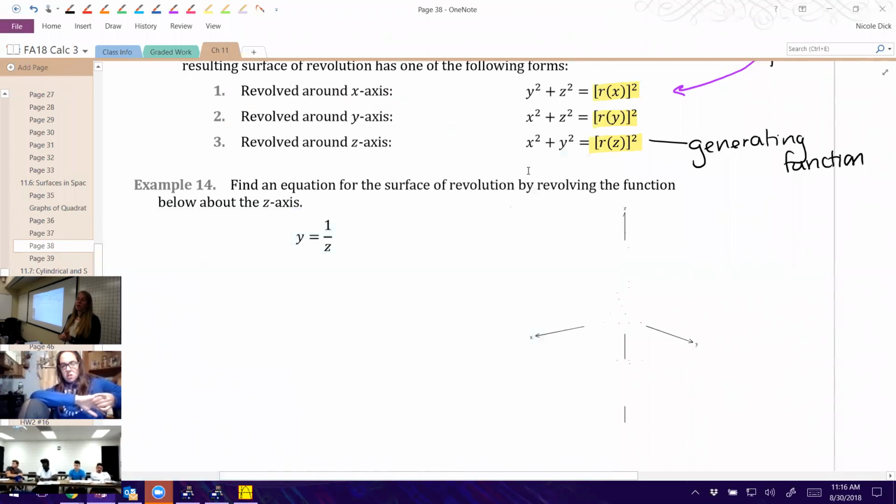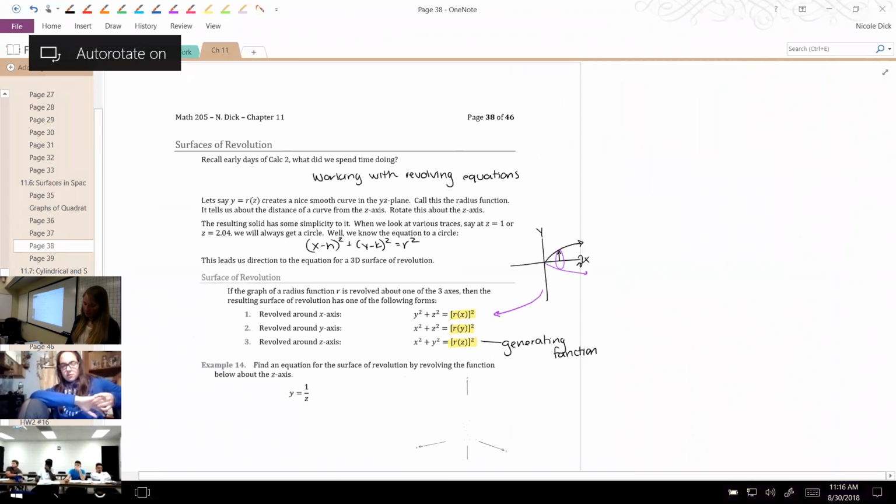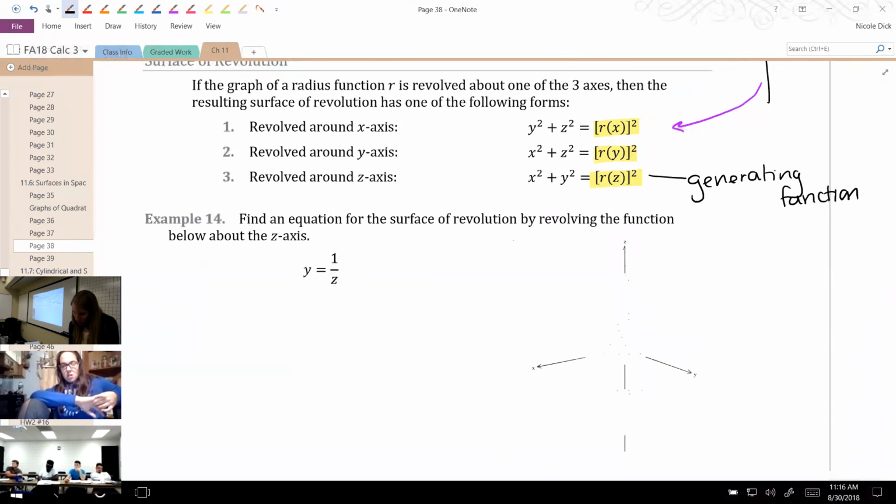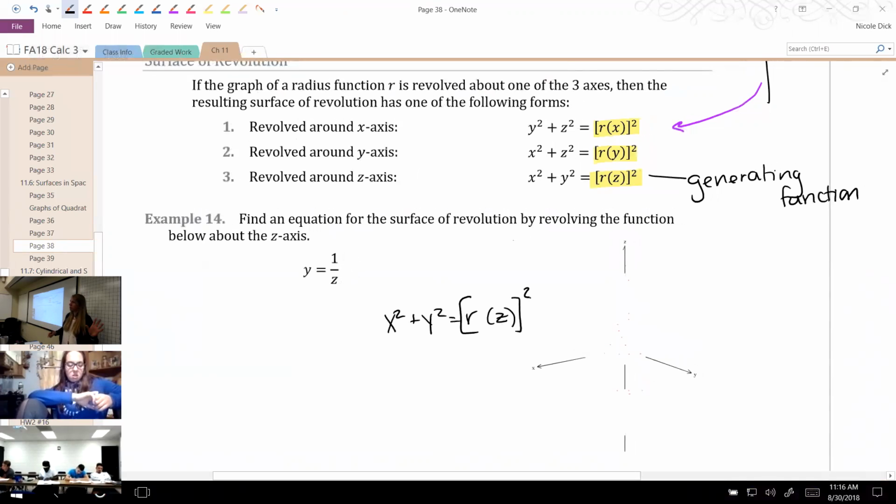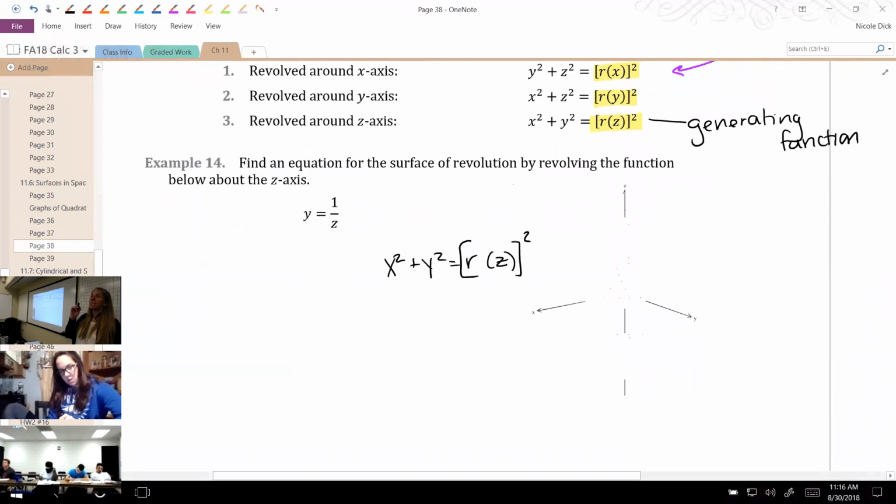Problem 14 says find the equation for the surface of revolution by revolving the function below about the z-axis. If we just do this purely based on the math listed there, and not worry about reasoning through what's happening right now, that'll be sufficient. Around the z-axis means we are looking for something like x squared plus y squared equals some generating function squared, or radius squared. It is just the equation of a circle. The radius is a bit more complicated. Since it's the z-axis, all those circles are going to be in terms of x and y, so that part stays.